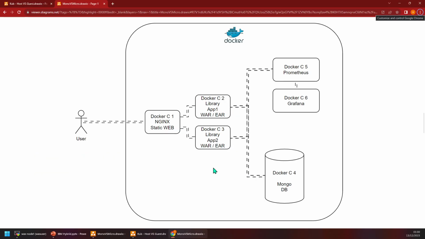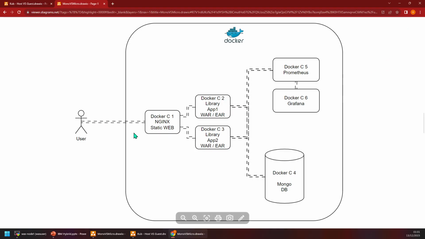All right, welcome to this presentation. So now you can see users trying to connect to this Nginx, which then goes to app 1 and app 2 of our library application, which is hosted with Open Liberty or Liberty for that matter. I'm not worried about what it is using here.